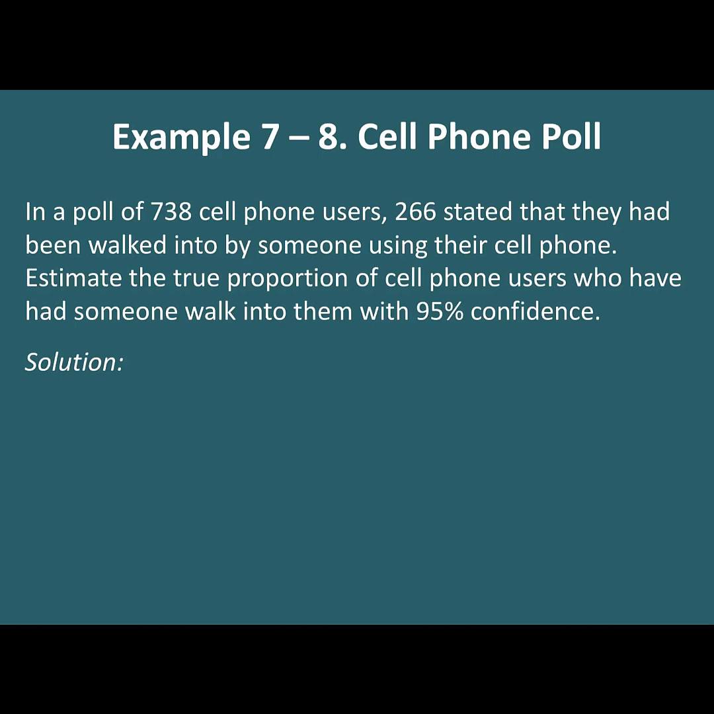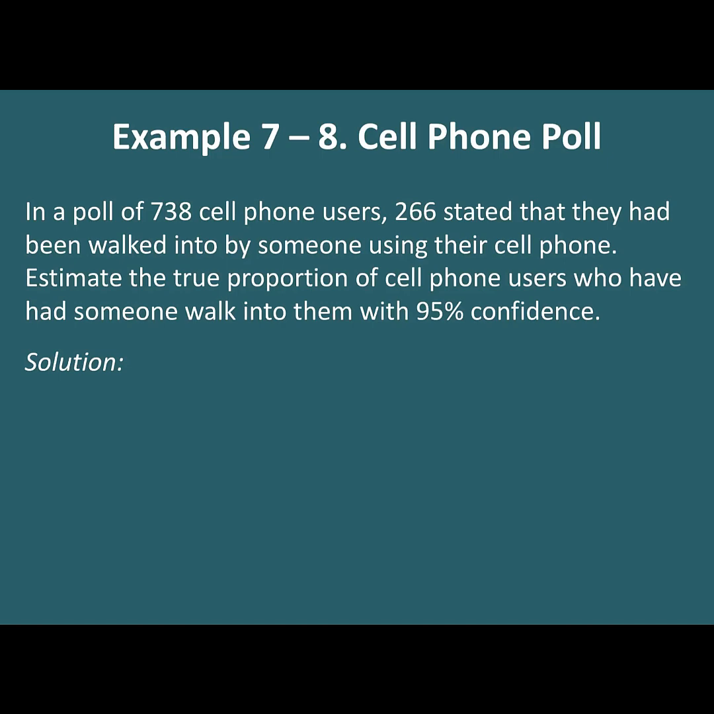I highly recommend that you pause the video here and try to solve for this yourself. That is to say, try to find the estimate or compound inequality of the true proportion of cell phone users with 95% confidence. Then confirm your results with mine.